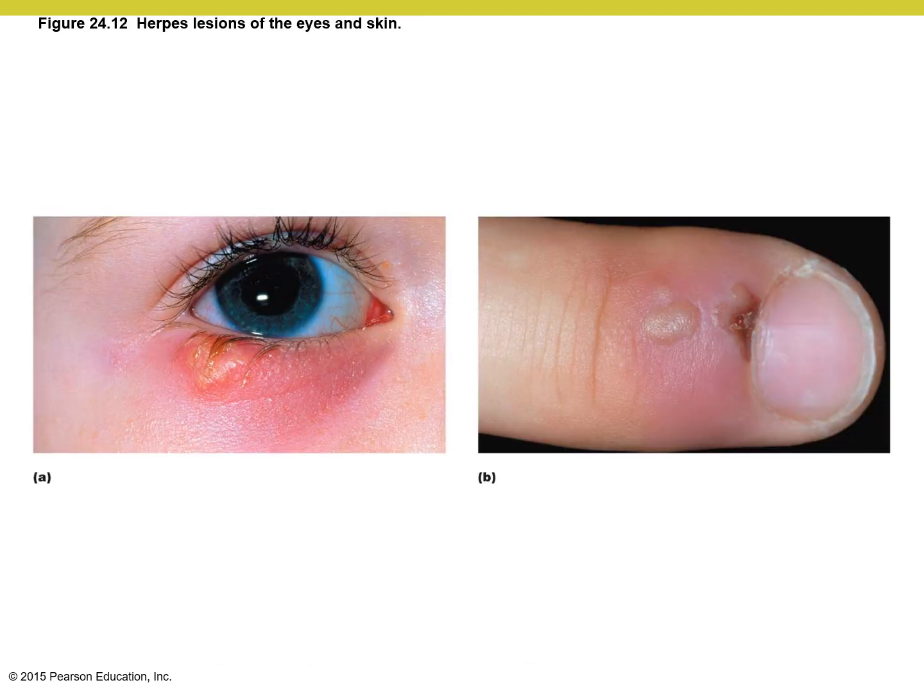Here we have the herpes lesions of the eyes and the skin. In figure A, we have ophthalmic or ocular herpes, which results from reactivation of latent viruses in the trigeminal ganglion. In picture B, we have a whitlow, which is an abscess of the soft tissue on a health provider's finger, resulting from the entry of herpes through a break in the skin of the finger.